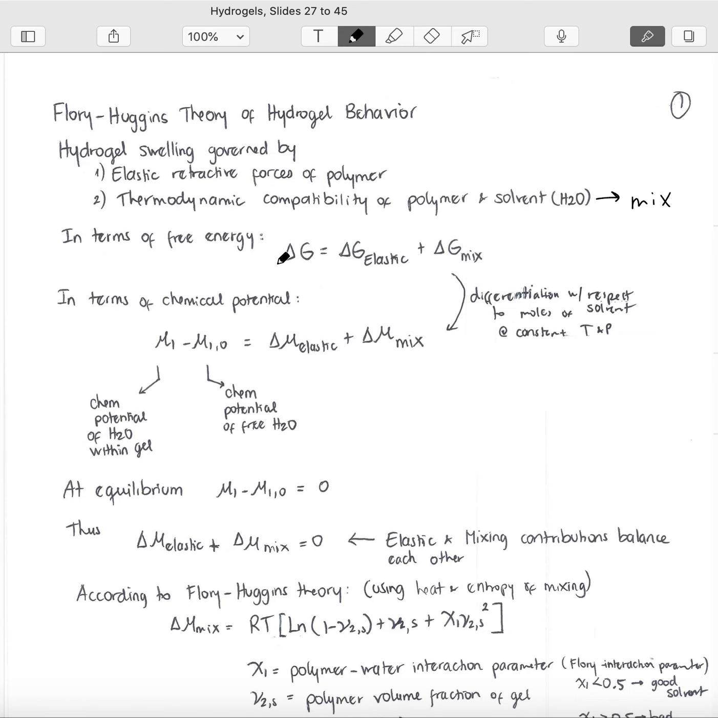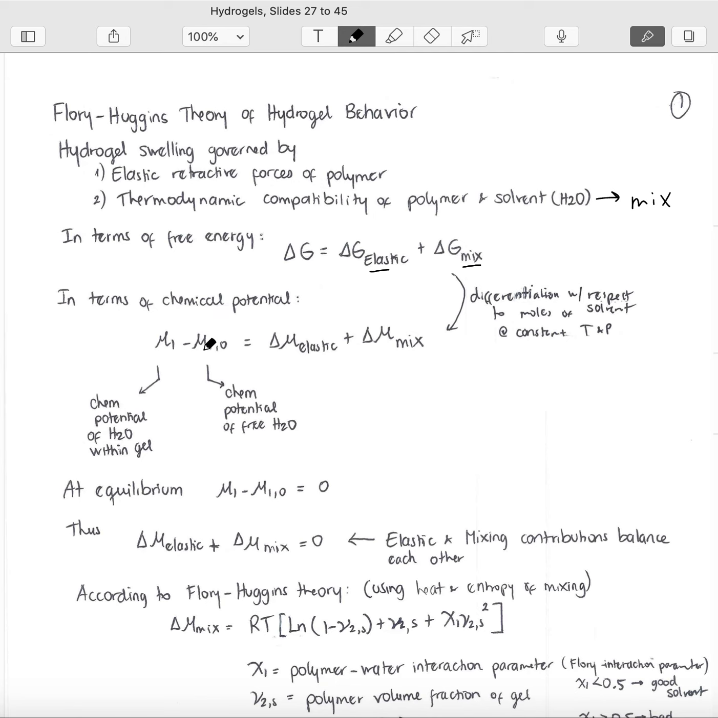All right, so in terms of free energy, the Gibbs free energy associated with the whole hydrogel behavior is going to be equal to the Gibbs free energy associated with the elastic component plus the Gibbs free energy associated with the mixing between the polymer and the solvent. We can then put that same concept in terms of chemical potential, where the chemical potential is the change in the Gibbs free energy with respect to a change in the amount of component. Basically, the amount would be the moles of the component. And that chemical potential is at constant temperature and pressure and is represented by the letter mu.